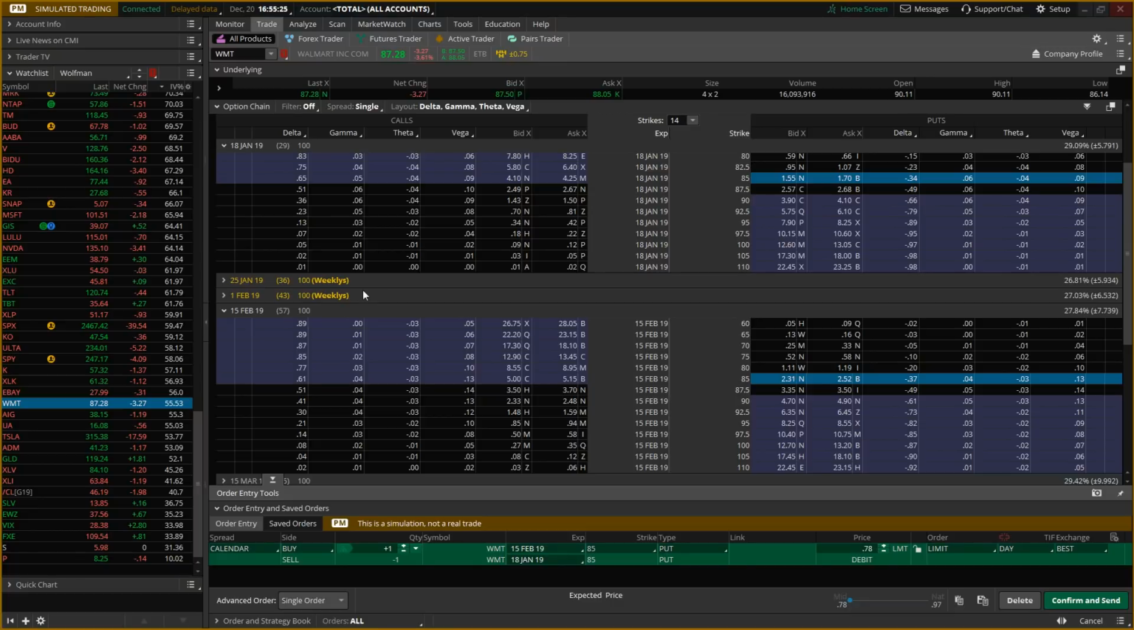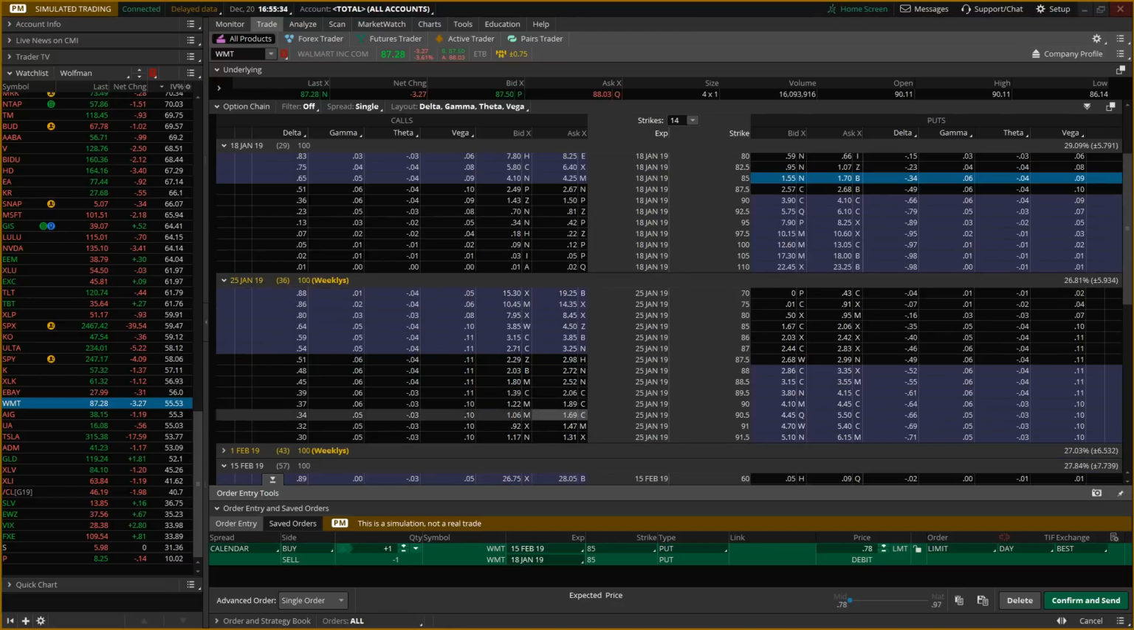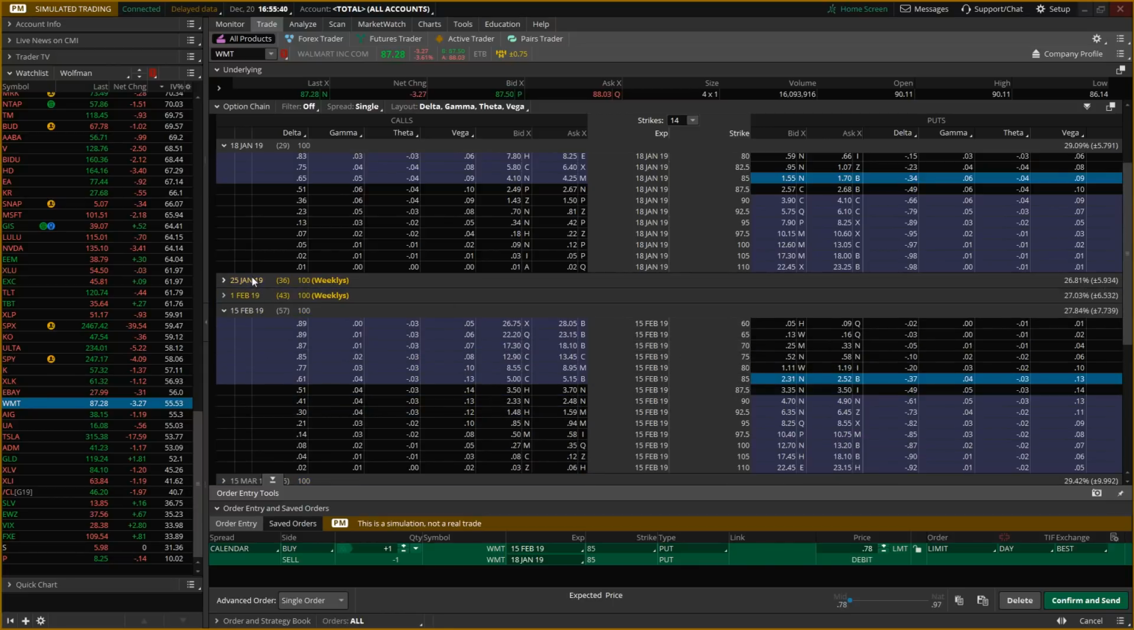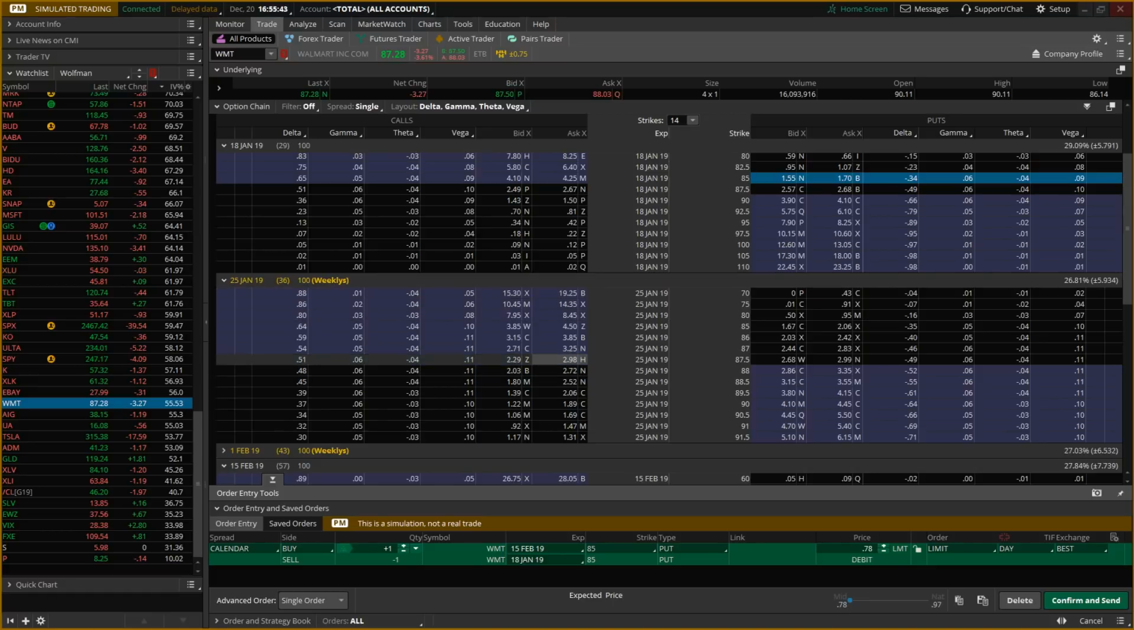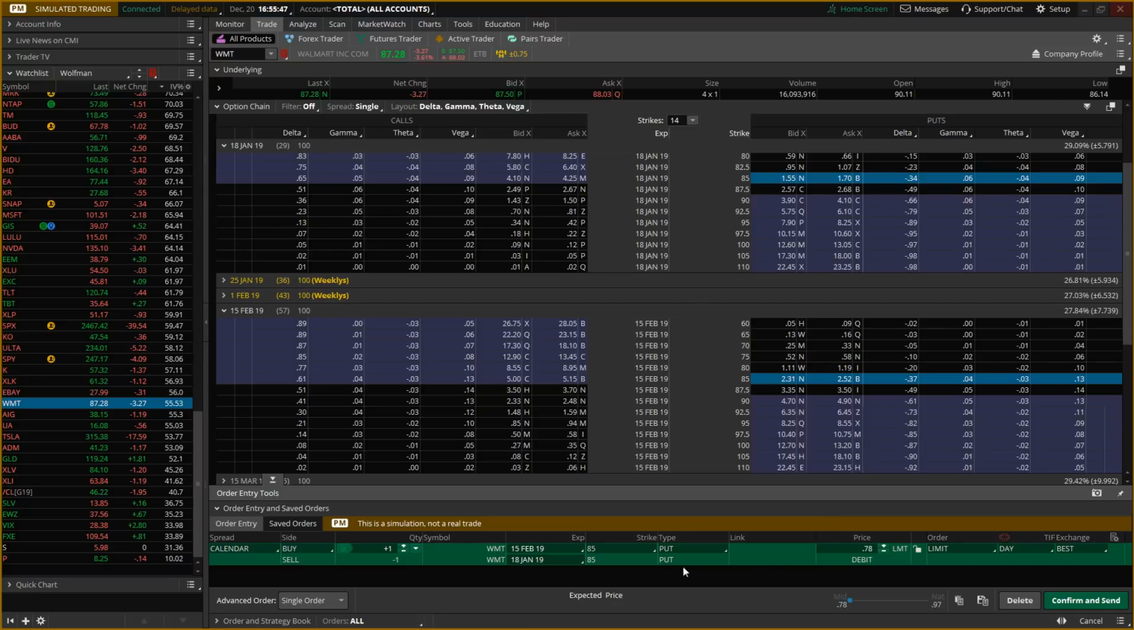Somebody was asking about the monthlies. This would probably be one that you could play with the monthlies, as long as it has a tight bid-ask, right? You can see right now they're really wide. So if it's this wide, then I'm probably not going to roll it out through the monthlies.